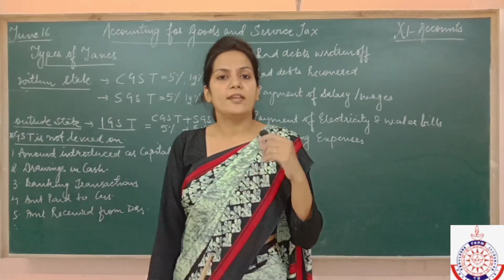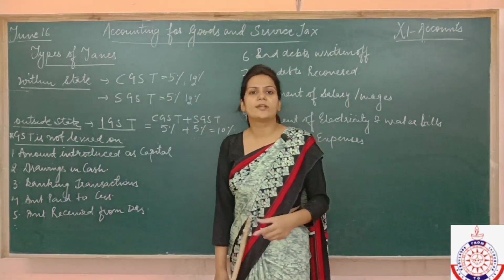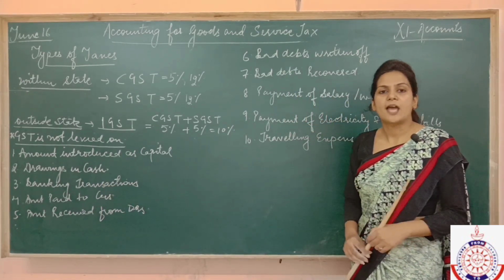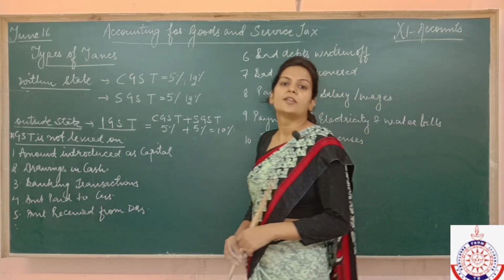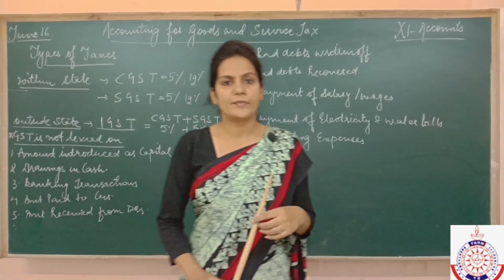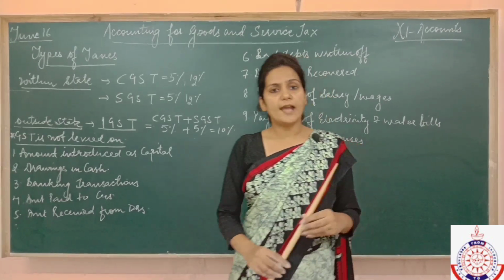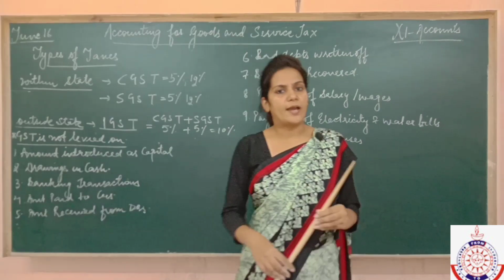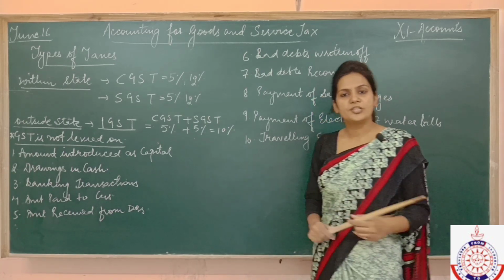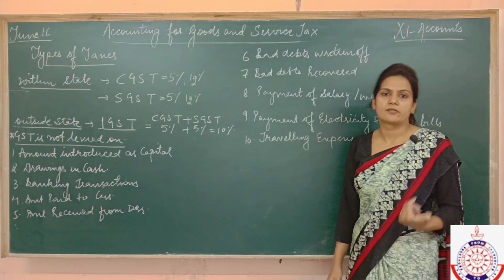The one is whenever you deposit money in the bank, or whenever you withdraw money from the bank. I repeat, under banking transactions, two transactions have specifically been mentioned in your books. The one is whenever you deposit money in the bank, for which the journal entry is bank account debited to cash account. And whenever you withdraw money from the bank, the entry is cash account debited to bank account, then you don't charge GST.